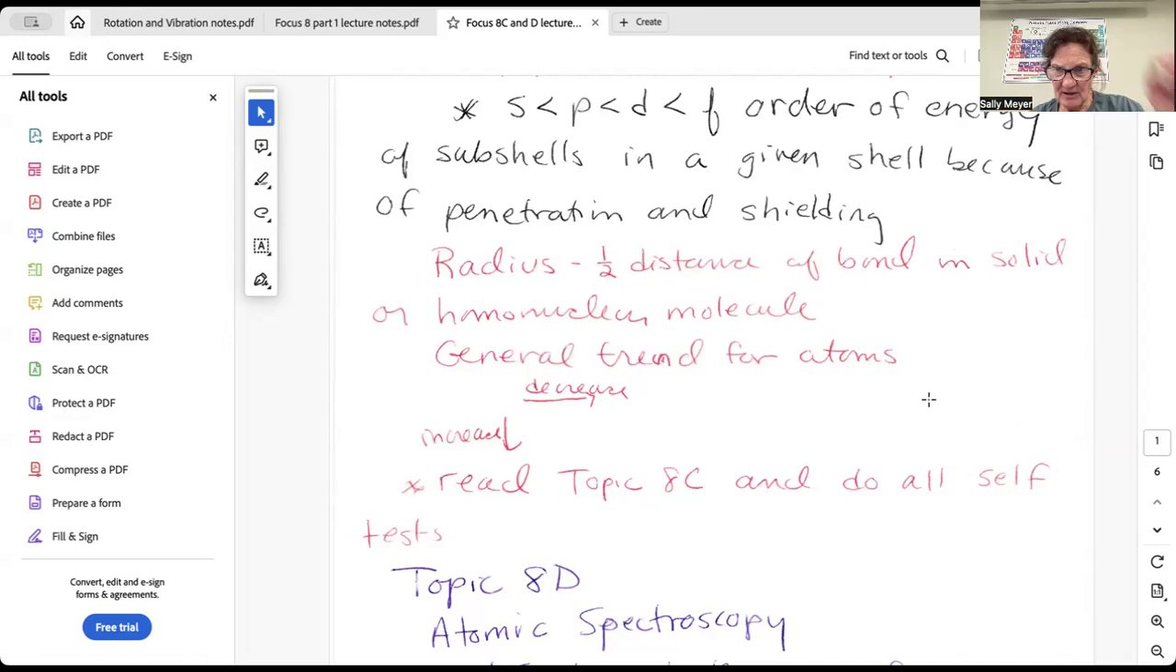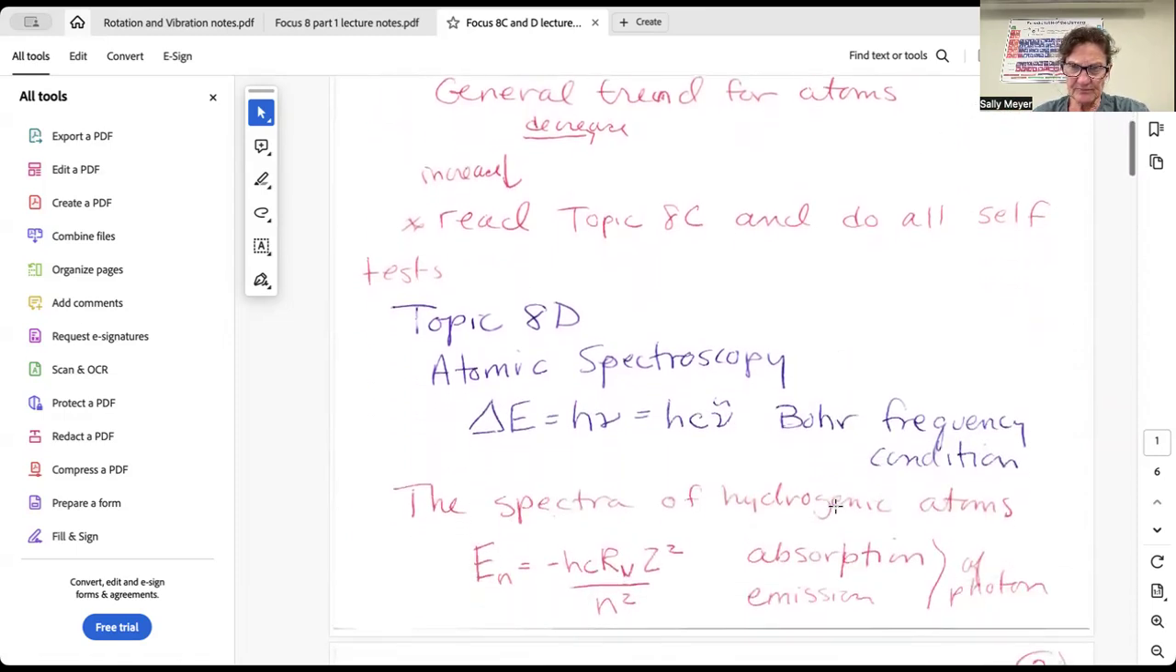And so the general trend is that for atoms, the radius decreases going left to right and increases going from top to bottom. So I want you to read all of topic 8C and do all the self-tests, and we will answer any questions when we're together in class, because I think it should look very familiar to what you did in Gen Chem, and it's actually maybe explained better here, so I think it should be pretty easy for you to read.